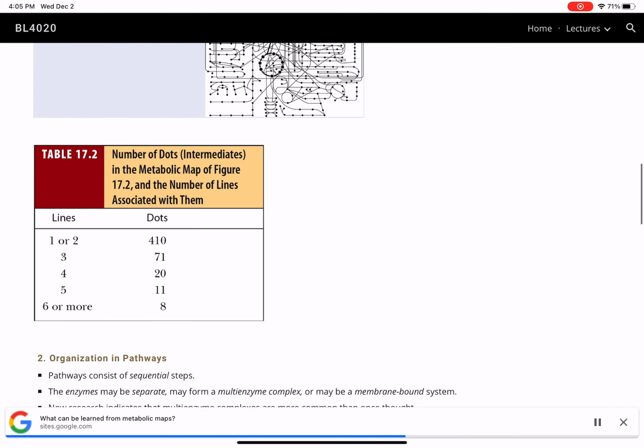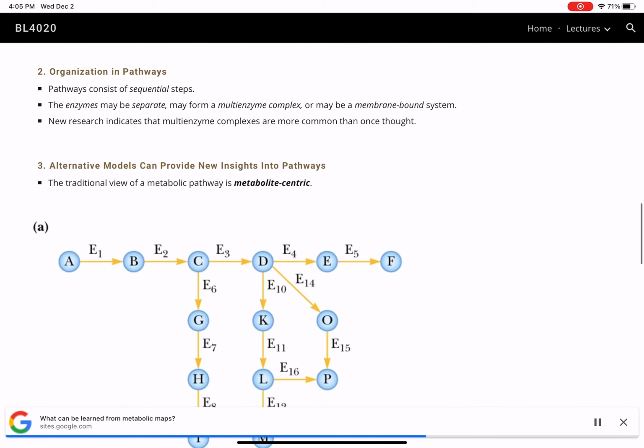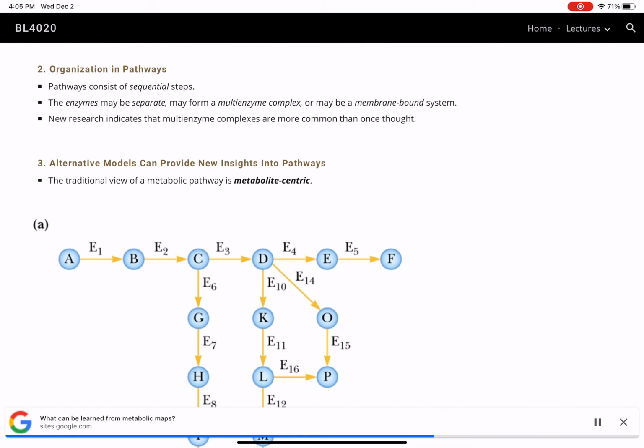2. Organization in pathways. Pathways consist of sequential steps. The enzymes may be separate, may form a multi-enzyme complex, or may be a membrane-bound system. New research indicates that multi-enzyme complexes are more common than once thought. 3. Alternative models can provide new insights into pathways.